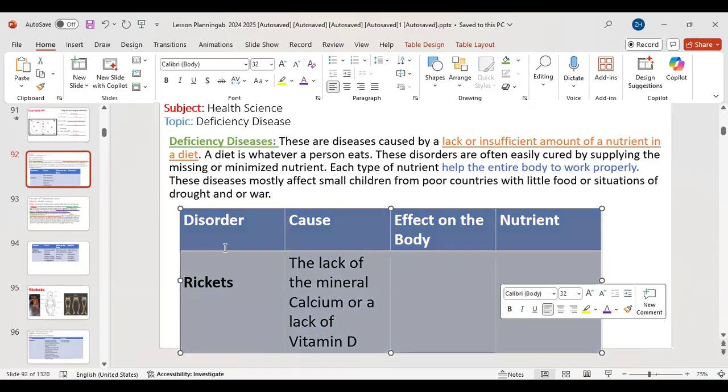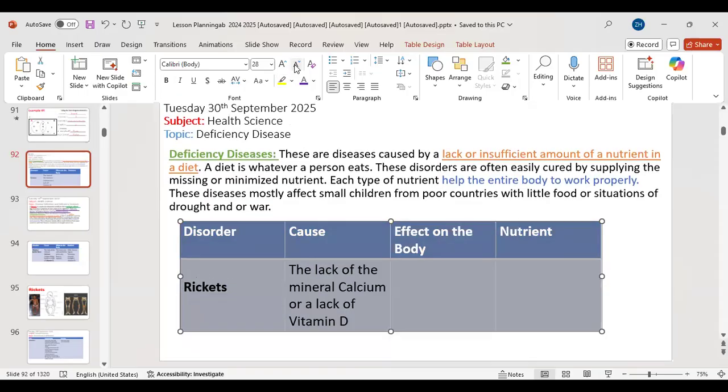Class, what is rickets caused by? The lack of the mineral calcium or vitamin D. Very good. The lack of calcium or vitamin D. Now, what is the effect that rickets has on the body? Remember we saw the picture. What effect does it have? Your bones become weak. Softer bones. Very good.